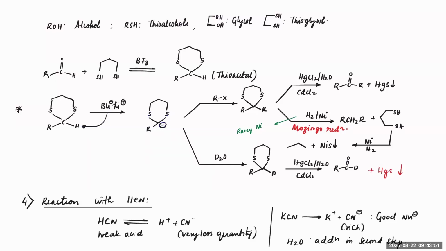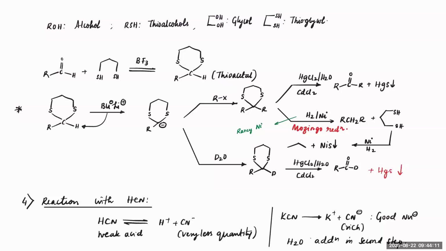Because sulfur has an empty d orbital, it can make a d orbital resonance. So this is a stable intermediate. Now, once you get this intermediate, we can use it for multiple sources. For example, if I react with alkyl halide, this can attack R, remove this X. So you get an R substitution.